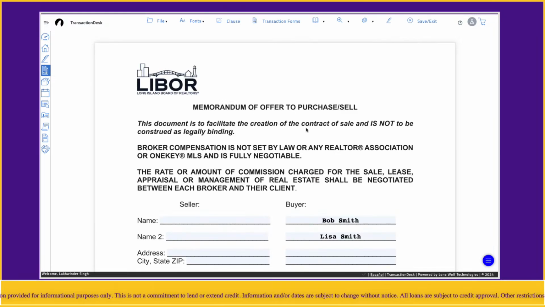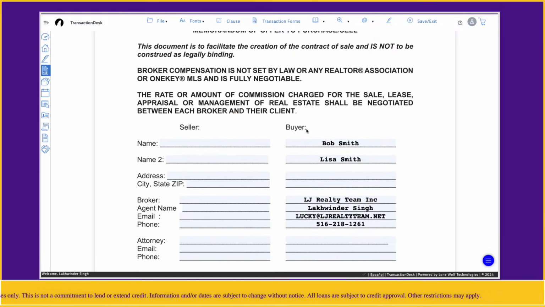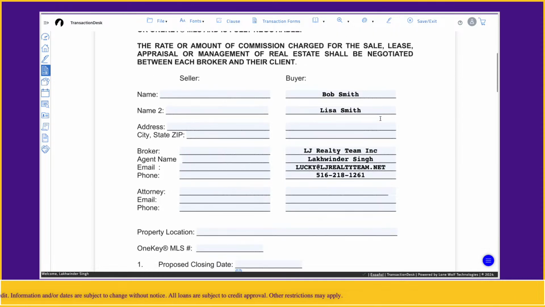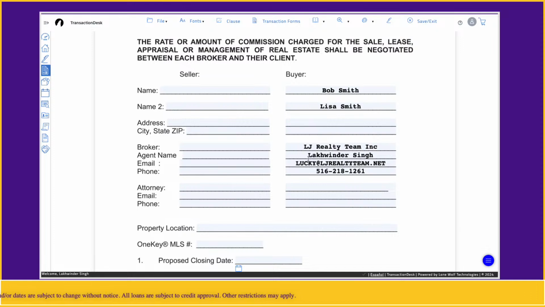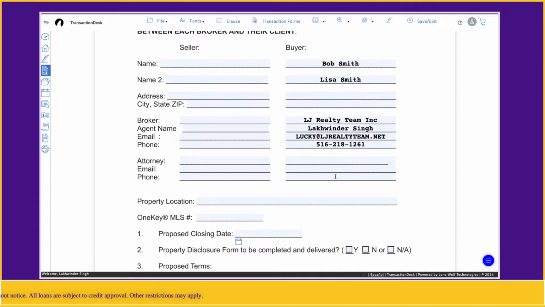and now we're seeing your offer letter here. Because we have already told the system that we have two buyers, we have Bob Smith, we have Lisa Smith, both of their names are coming up there. We already have your information, it's pulling from MLS. We are putting in an offer. We don't have attorney's information right now, so you can leave it blank.